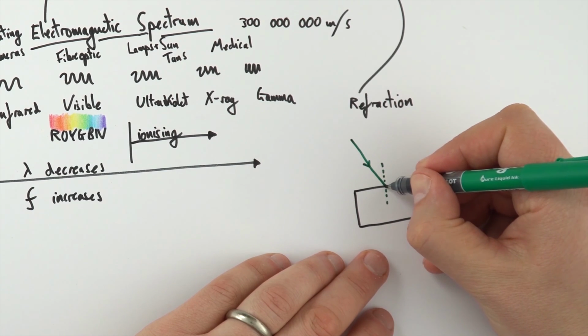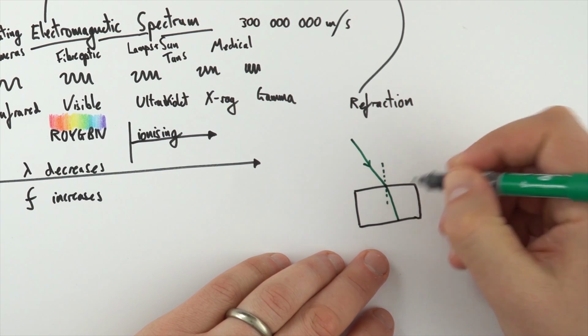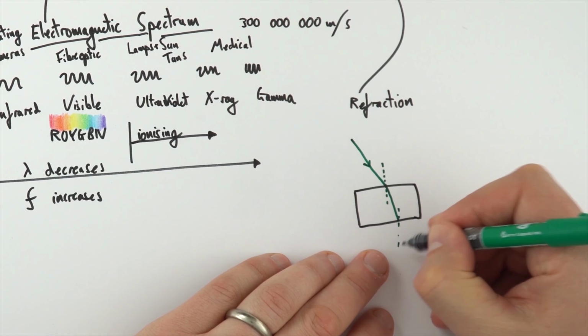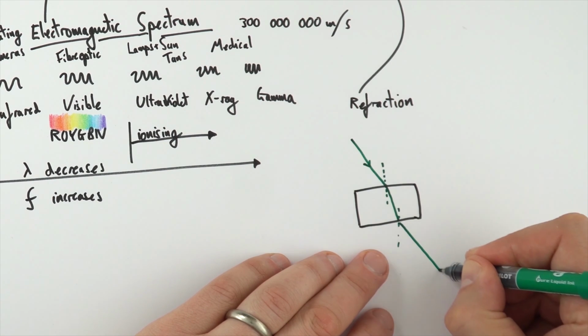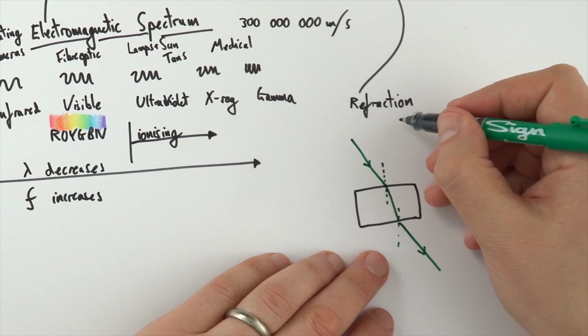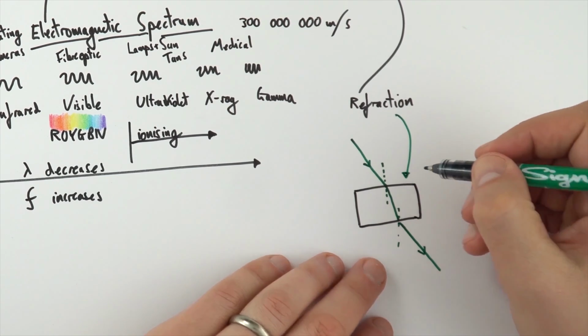What happens then is that this changes direction through the medium, and then when it comes out the other side, it then goes back into the original direction. So this is called refraction.